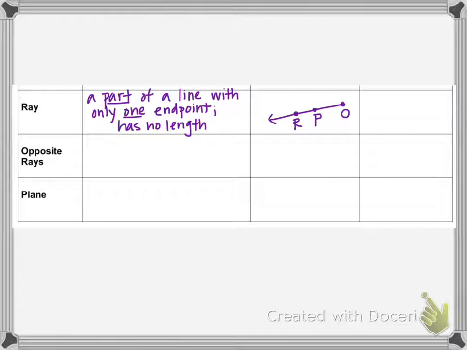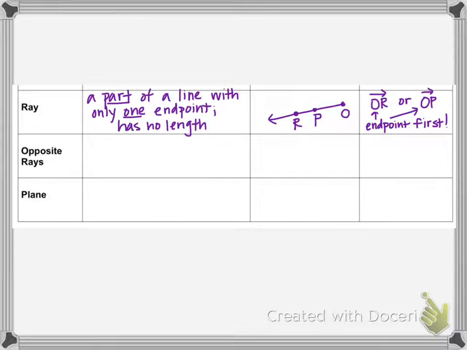Here's an example of a sketch of a ray. The endpoint is O. Notice the other end isn't an end, it has an arrow that indicates that it keeps going. In order to name it, you will need one other point on the ray besides the endpoint. So we actually have 2 to choose from, R or P. To name a ray, you always start with the endpoint first, in this case O, followed by any other point on the ray. So we could call it ray OR or ray OP.